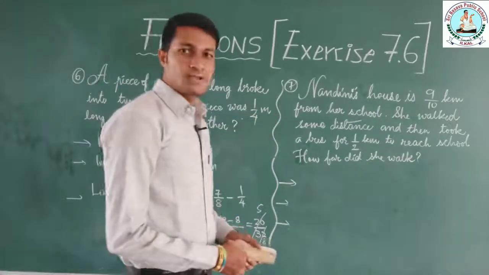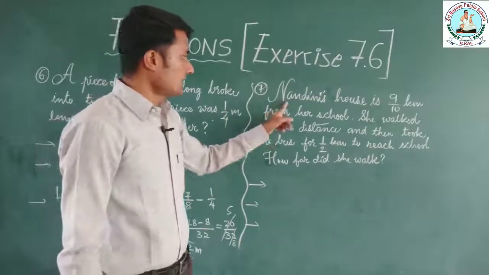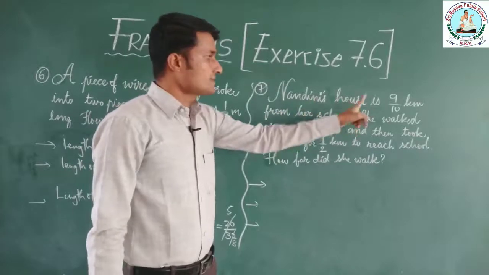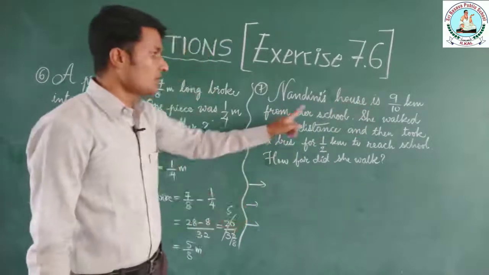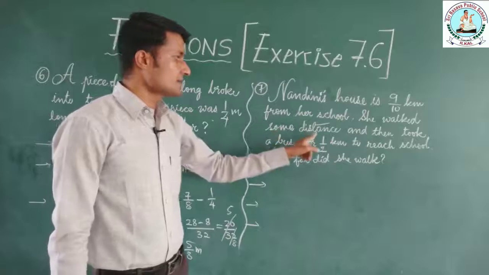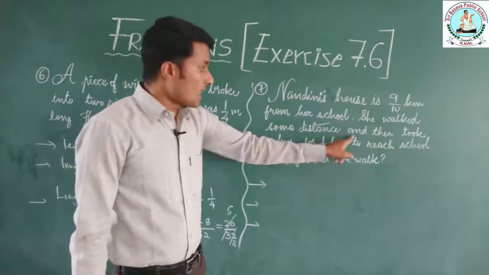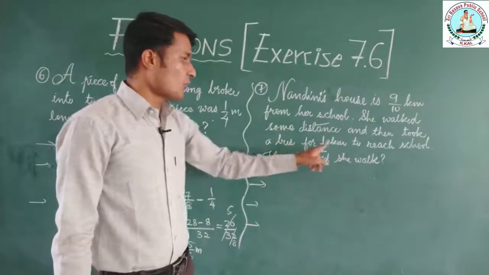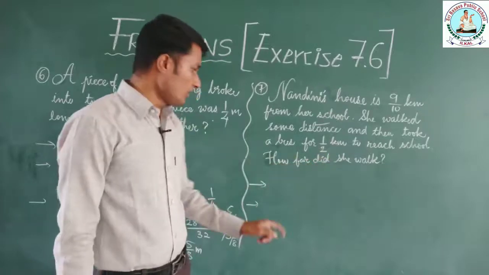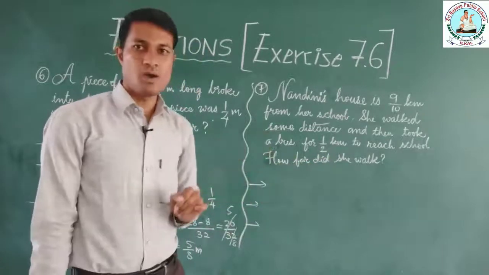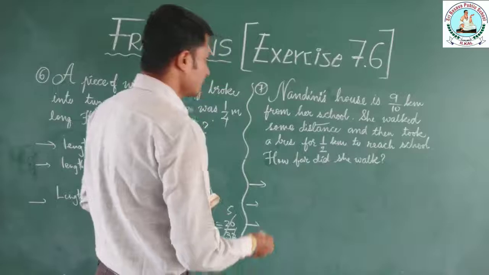Let's go for another problem that reads like, Nandini's house is 9 by 10 kilometer from her school and she walked some distance and then took bus for 1.5 kilometer to reach the school. Then how far did she walk? See, try to understand the question.